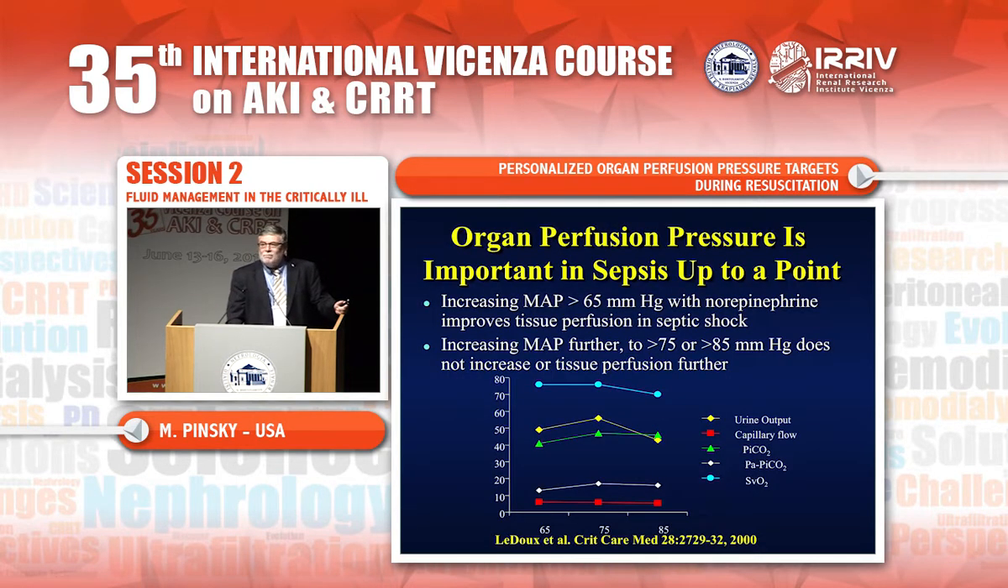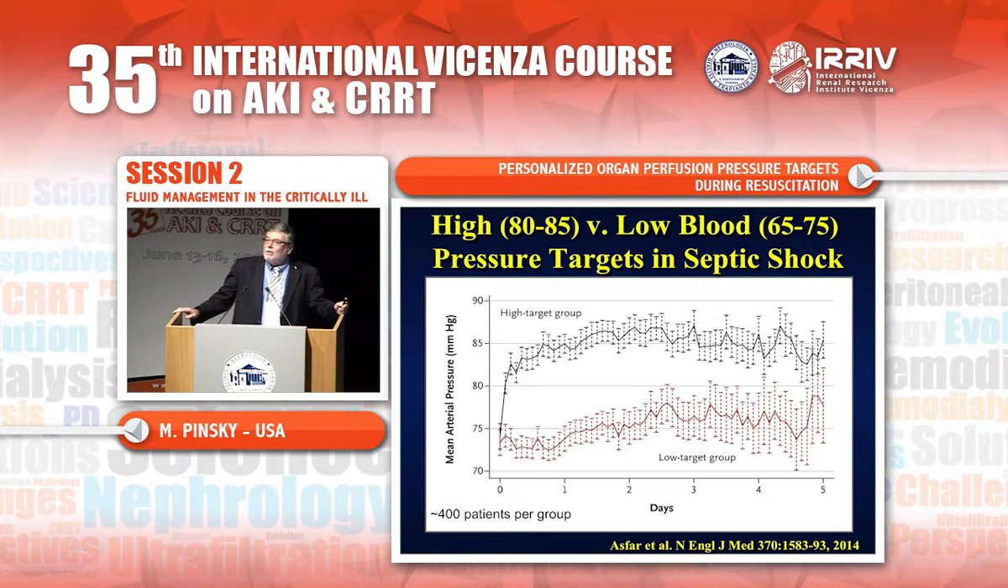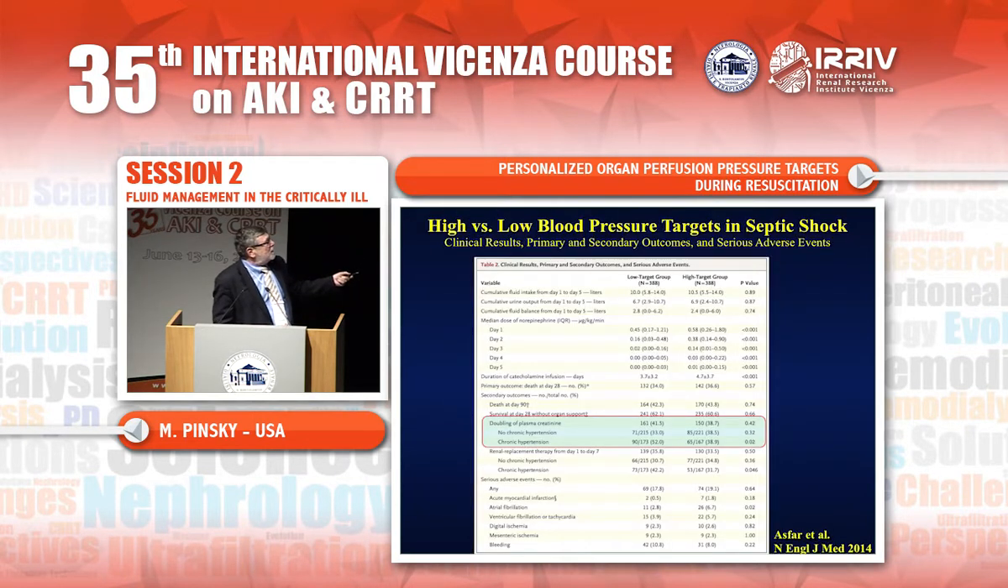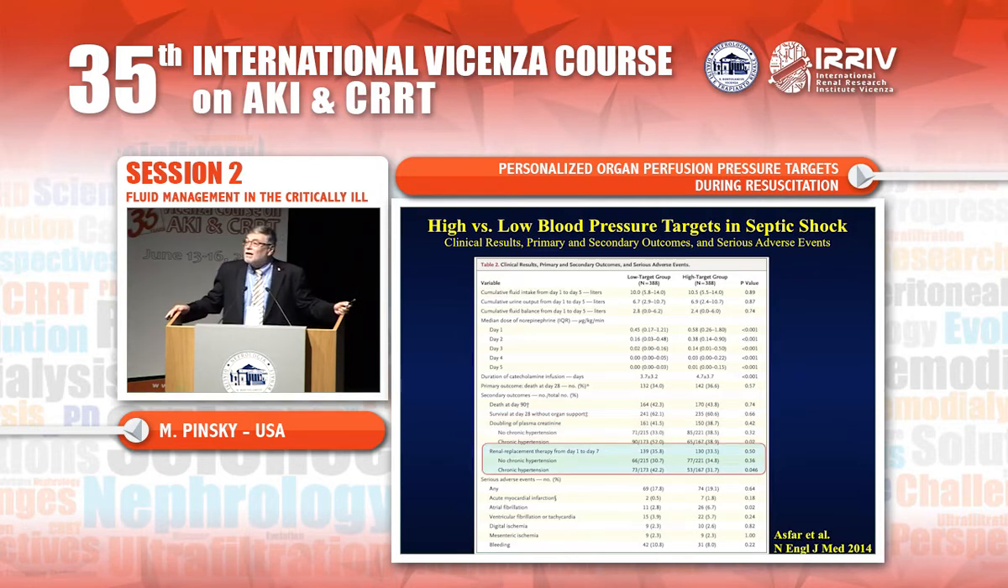What should that value be? Well, we know it's at least 65 because when you go in septic shock to a mean arterial pressure of 75 or 85, no measure of flow was very different. Asfar from the French group tried to see if this was really true in a large series of patients. They had patients in which they targeted 85 or 65 to 75 as the mean arterial pressure, and they had no difference in outcome. But importantly, if you had pre-existing hypertension and you were in the low blood pressure group, the Australians are right. You'll go into renal failure and you'll need more renal replacement therapy. But if you were not previously hypertensive, you didn't need to be in the high blood pressure group.